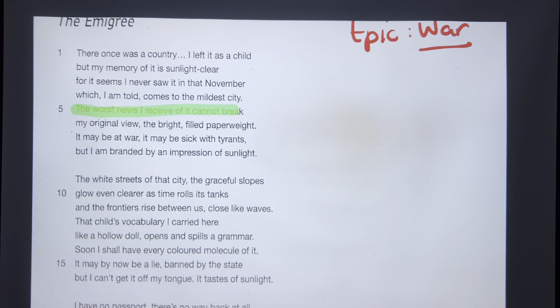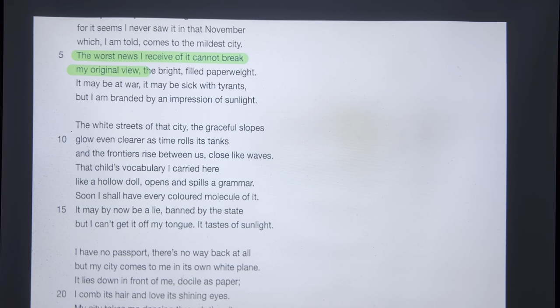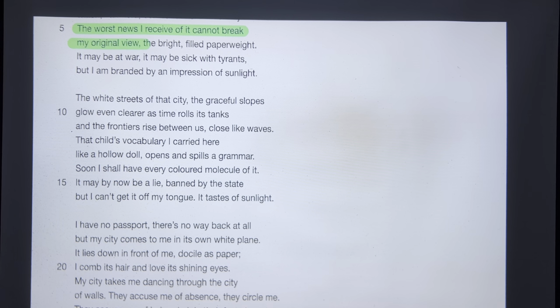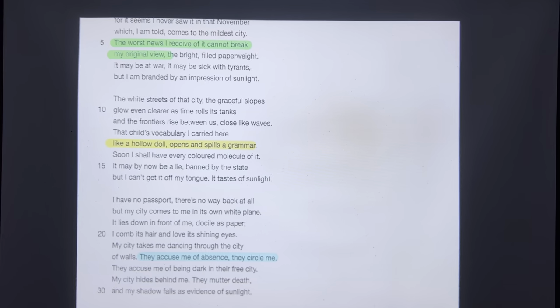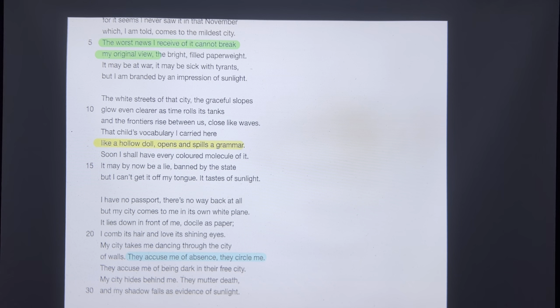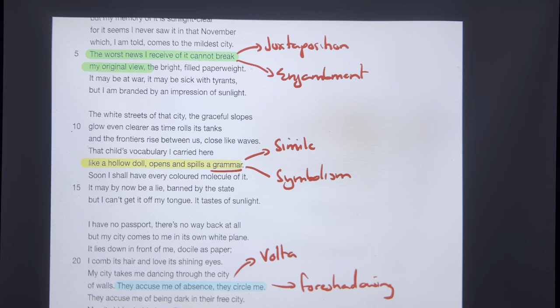The worst news of it cannot break my original view. That's the idea of denial. The second quote I would use, guys, "like a hollow doll opens and spills a grammar." "They accuse me of absence, they circle me." These are the three quotes that I would use. And guys, I hope you're noticing a trend. The three quotes that I choose can pretty much sum up every single poem that we're doing. All right, guys, first things first is the idea of denial.